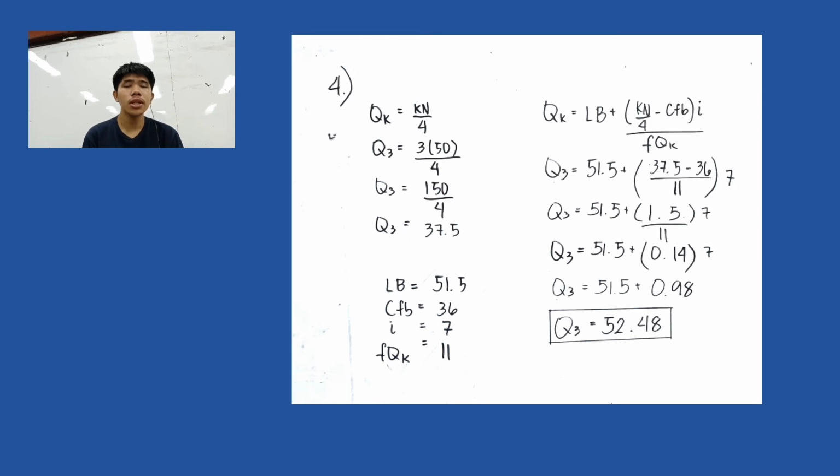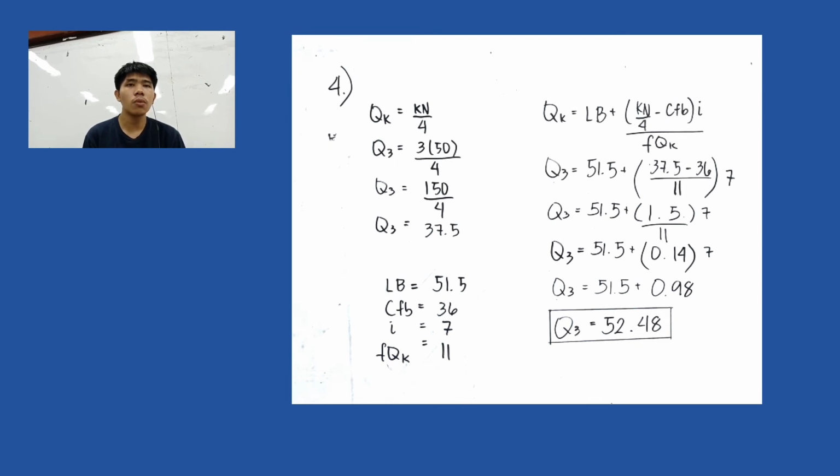Substitute. Q sub 3 is equal to 51.5 plus 37.5 minus 36 divided by 11 times 7. First, we are going to solve for the numbers within the parentheses. So 37.5 minus 36 is 1.5. So Q sub 3 is equal to 51.5 plus 1.5 over 11 times 7.